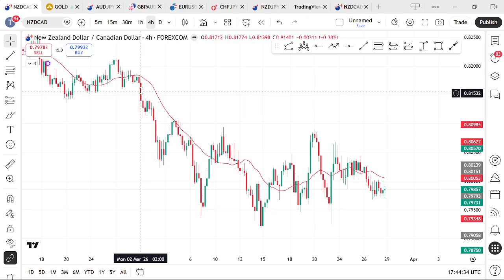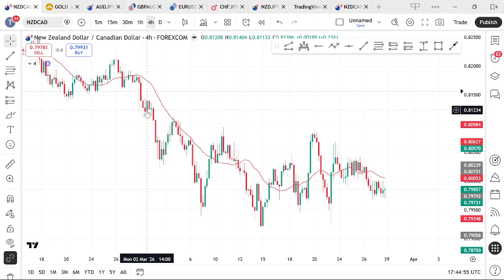Before I get there, this red candle means the market is selling. If you see a green candle, it means the market is buying. So what does buy mean? It means the market is going up. If the market is going down, it means it's selling.